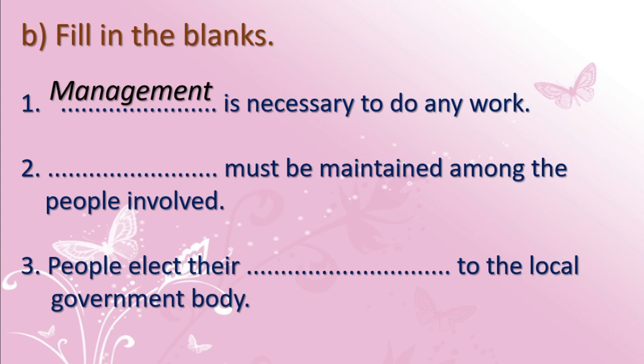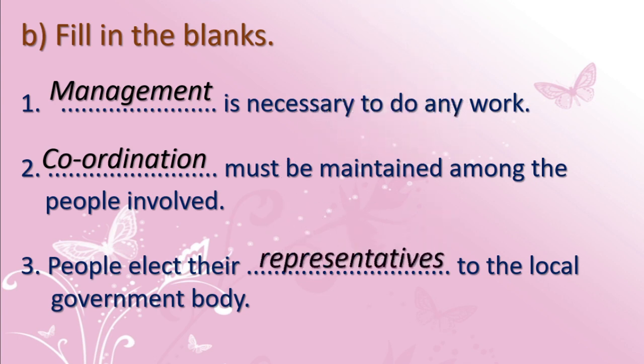Next, second, dash must be maintained among the people involved. Yes, if you are doing any group work, then what must be there? Coordination. Very good. Coordination must be maintained among the people involved. If coordination will not be there, then you will not get proper success in that work. Third, people elect their dash to the local government body. People elect their representatives. How do you elect representatives to the class? Like that, people elect their representatives to the local government body.